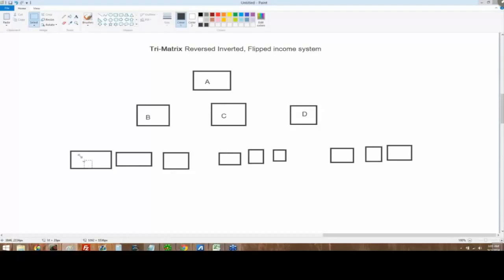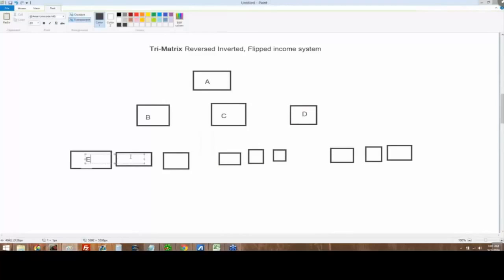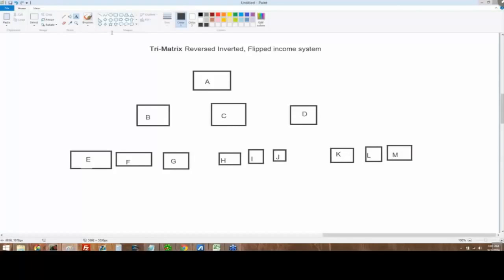Let's say that then we have a mixed bag, where different people are referring people. A, B, C, D are all referring people. Let's say they refer E, F, G, H, I, what comes after I? J, K, sorry, I'm in India, I forgot my alphabet. L, M. Okay, here's what happens.